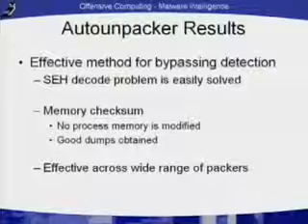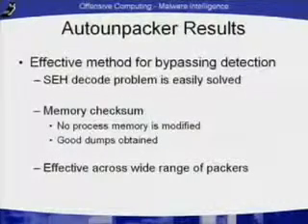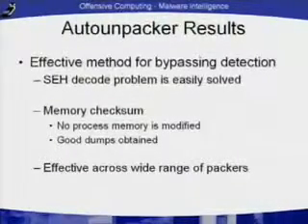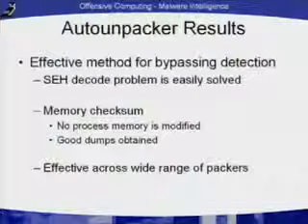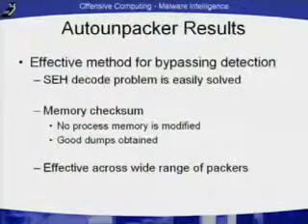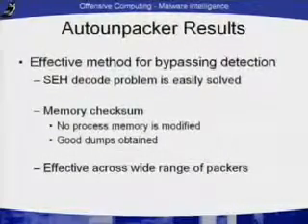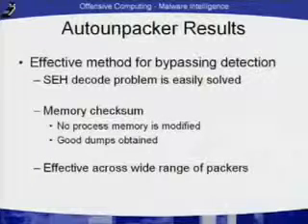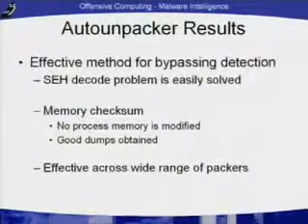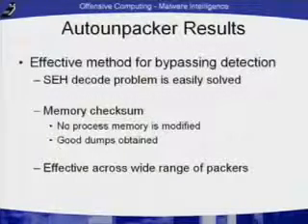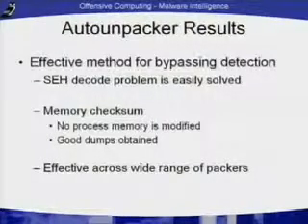Tricks like the SEH decode problem, which tlock uses extensively to get into process memory and do the checksumming, pretty much go away. Memory checksum, the process is able to look at it itself and look for these executions. So again, we're not looking at any of the process memory. We don't modify anything, and so things like tlock are allowed to execute. And this is pretty effective across a wide range of packers.